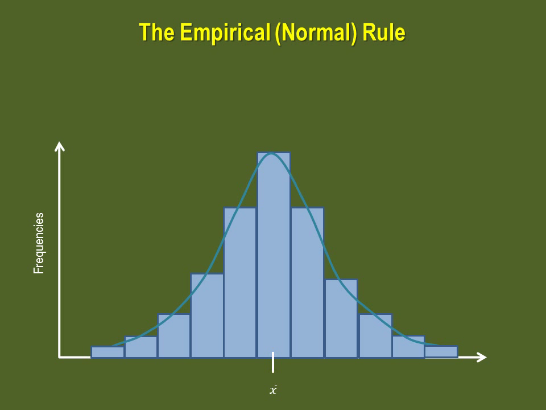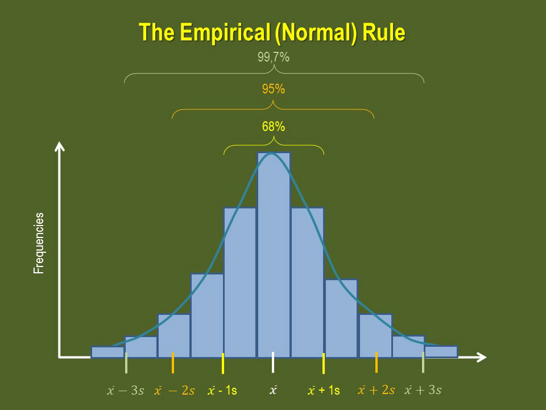When your distribution is bell-shaped, you can apply the empirical rule, also known as the normal rule. This rule tells us that there is a certain amount of our values that are found within standard deviations from the mean. This rule says that there is 68% of all of the distribution values within one standard deviation of the mean. It also states that there is 95% of all of the distribution values that are within 2 standard deviations of the mean. Finally, it says that there is a whopping 99.7% of all the distribution values within 3 standard deviations of the mean.